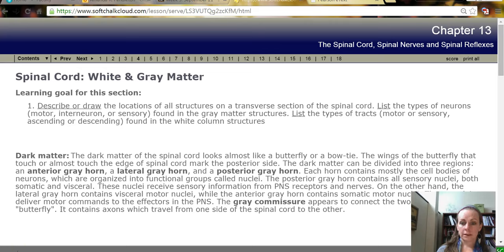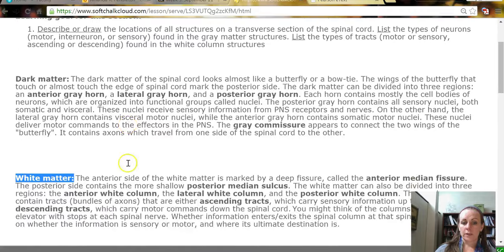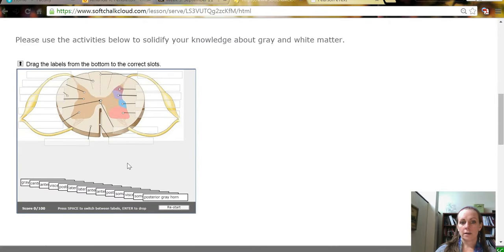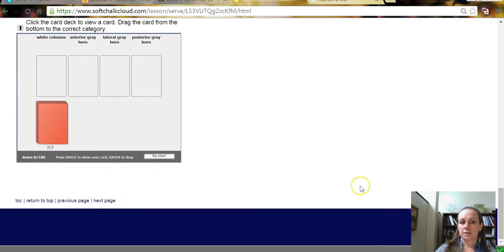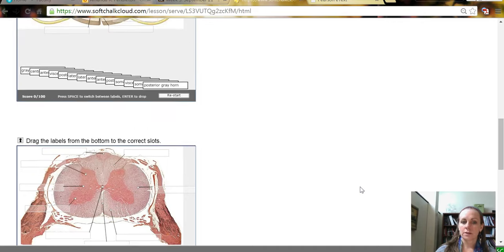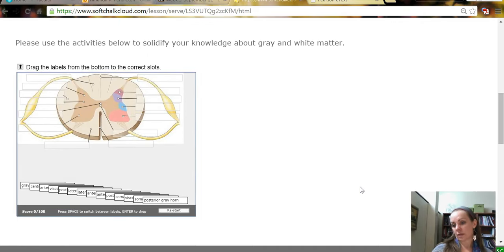Okay, and finally, I'd just like to point out that there are a number of activities here to help you learn what's in these different columns and horns. Make sure you look at these images closely and identify where's posterior, where's anterior as a starting point, and then go from there.